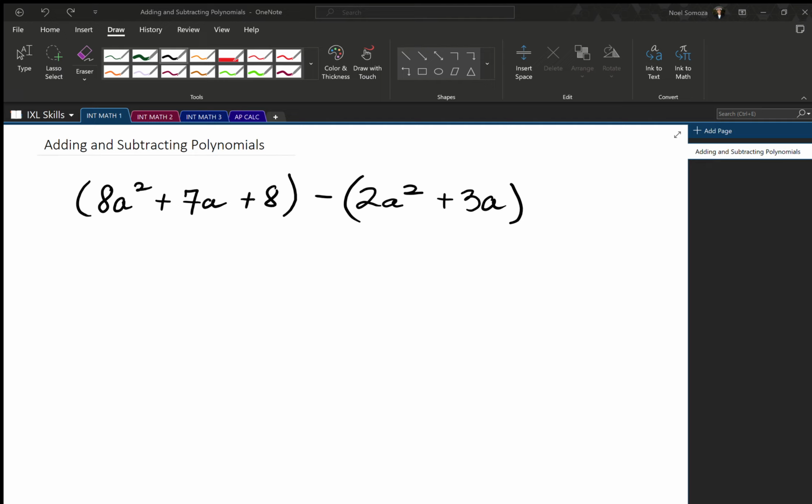So today's IXL skill tutorial is on adding and subtracting polynomials. So this is something that you might know as combining like terms. All right, so this is how we can begin this process.